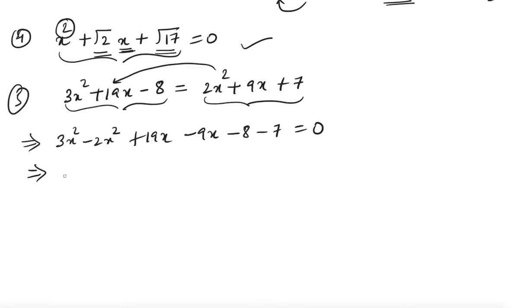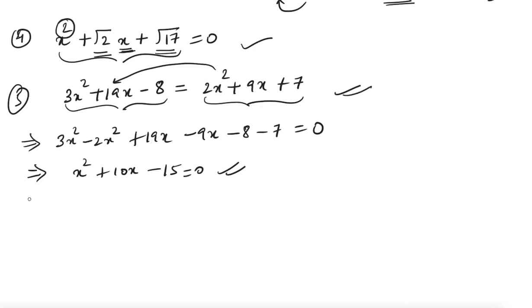So let me simplify this further. 3x square minus 2x square is x square. 19x minus 9x is 10x. Minus 8 minus 7 is minus 15 equal to 0. Now isn't this a quadratic equation? Yes, it is. Hence the given equation was a quadratic equation.